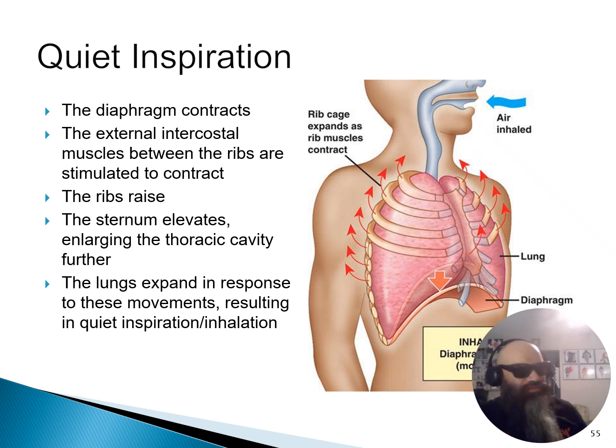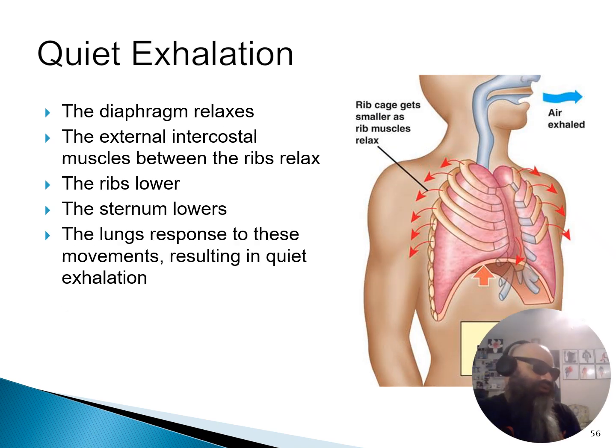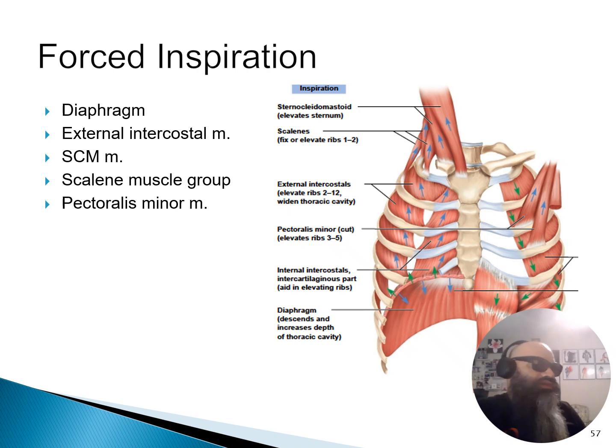They're going to contract and allow motion to raise and relax. So when you raise, these external intercostal muscles are contracting, as well as your diaphragm. The entire thoracic cavity will elevate, including the sternum. But this is what occurs in quiet breathing, quiet inspiration. In quiet exhalation, the complete opposite occurs. The diaphragm relaxes and pushes up, the ribs lower, everything relaxes, and you exhale in that regard.